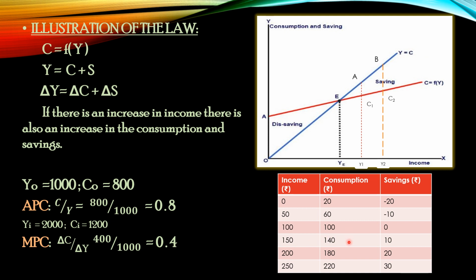And when income increases from 100 to 150, the consumption also increases from 100 to 140. For the first time, we see savings being generated as income is more than the consumption. And as the income further increases from 150 to 200, 200 to 250, the consumption also increases from 140 to 180, and from 180 to 220. Simultaneously, there is also an increase in savings. The same thing has been reflected in the diagram.